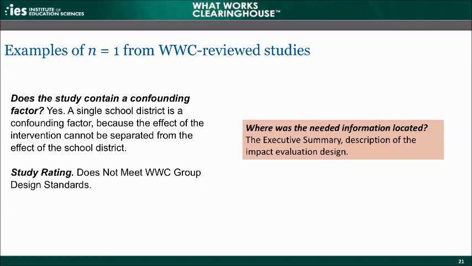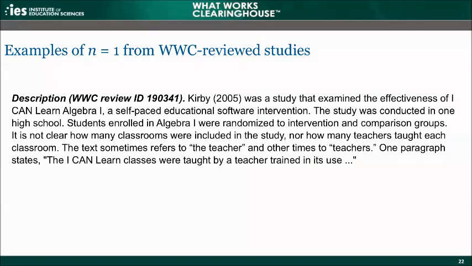Now, our next few examples show where we picked because the presence of a confound is less clear. In this example, a study examined the effectiveness of I Can Learn Algebra 1, which is a self-paced educational software intervention. The study was conducted in one high school. Students enrolled in Algebra 1 were randomized to intervention and comparison groups.